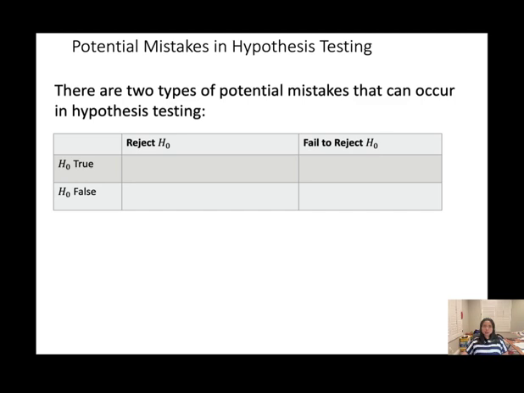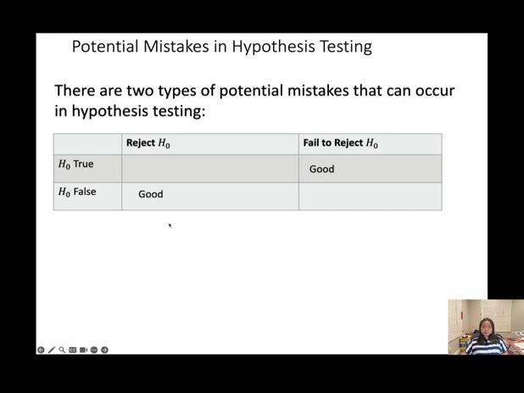Potential mistakes in hypothesis testing. There are two types of potential mistakes that can occur in hypothesis testing. When we perform hypothesis tests, we may make a good decision or we can make a mistake. For example, if the null hypothesis is true and we fail to reject it, we make the good decision. Or when the null hypothesis is false and we reject it, we believe this is wrong, so we reject it, and we make the good decision, right?